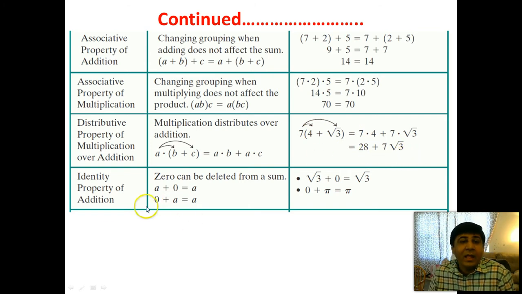And the interesting one is the identity property. Identity is, as you might know, something that does not change anything. So the identity property of addition is that you add something to a number and you get the same number. It does not affect it, does not change it. According to this property, 0 can be added to form a sum. You can add it either way. A plus 0 is A, or 0 plus A is A. So adding 0 does not change anything, so it's the identity property of addition.